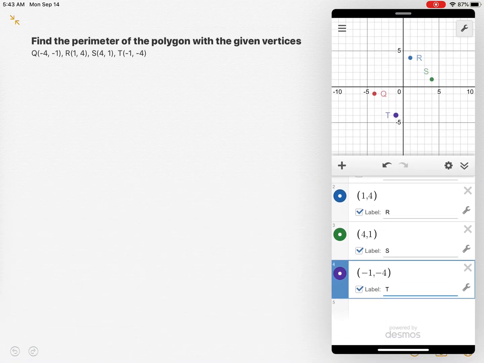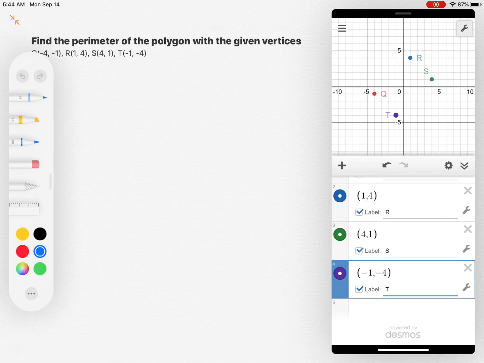Okay, so good news, bad news. Good news is we can see a nice little polygon. The not as good news, because it means a little bit more work for us, is we don't have any perfectly horizontal or vertical lines here, so we are going to have to use the distance formula for all 4 side lengths. So once again, distance formula like we were looking at in the last problem.